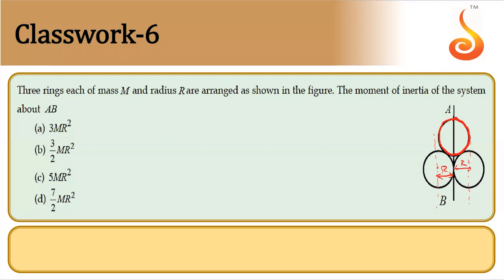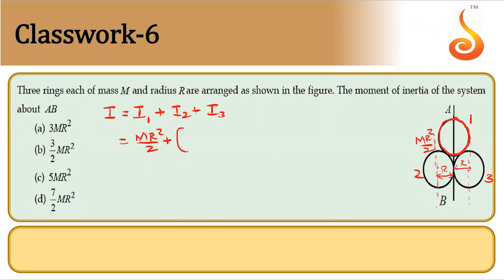So the moment of inertia I should be equal to the moment of inertia of the first ring. Call this the second. This is the third. I1 plus I2 plus I3. See, I1 is the ring about the diameter. Just now we used it, it should be mr square by 2. Correct. Plus I2 is what? See, about this axis it is mr square by 2.